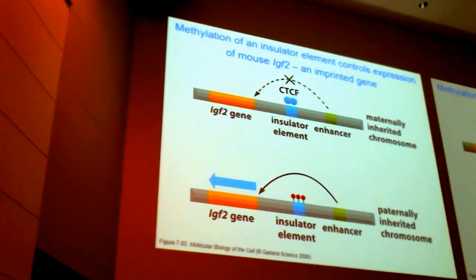If you have an insulator element, let's say it's insulating enhancers from the gene, it's usually insulated with the help of a protein that binds. You don't need to know the name of the protein, CTCF, which prevents this enhancer from activating here. But in the paternally inherited chromosome, you have the methylation that happens, which then allows this enhancer to activate this gene. So in this case, methylation is allowing expression, but in other cases, you can have methylation not allowing expression. It just depends where the regulation is happening. Okay?